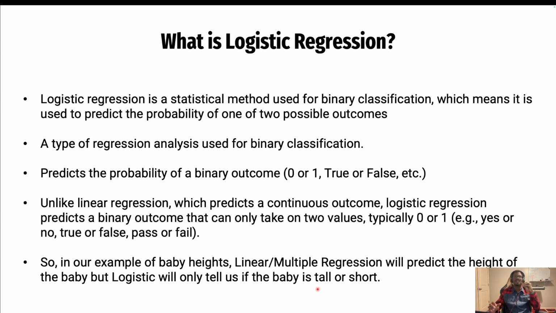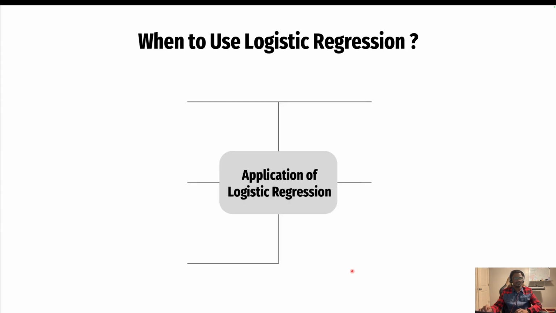The output of a logistic regression can only be two values, right? Either the baby is tall or short. The output of linear and multiple regression is continuous. The baby can be 2 feet, 3 feet, 4 feet, and a baby of 6 feet, I don't know. So you see it's continuous, right? So that's the difference between the two.